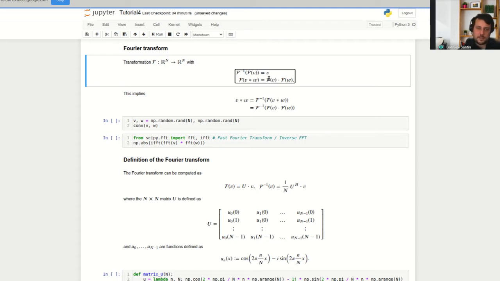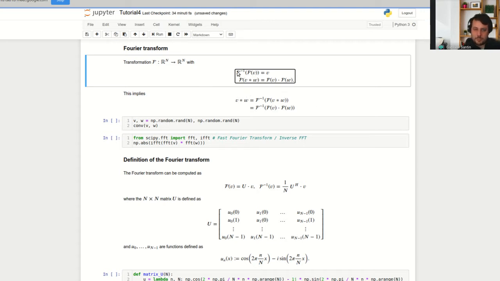And the second one, which is fundamental for convolution, is exactly that if we take the Fourier transform of a convolution, which is a vector, the result is the pointwise product of the two Fourier transforms. So this is a property that comes from the definition.